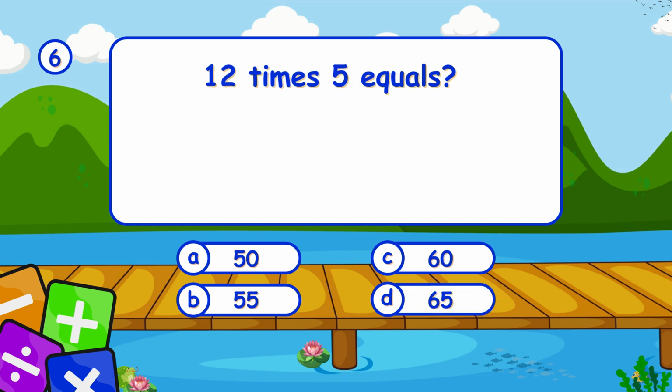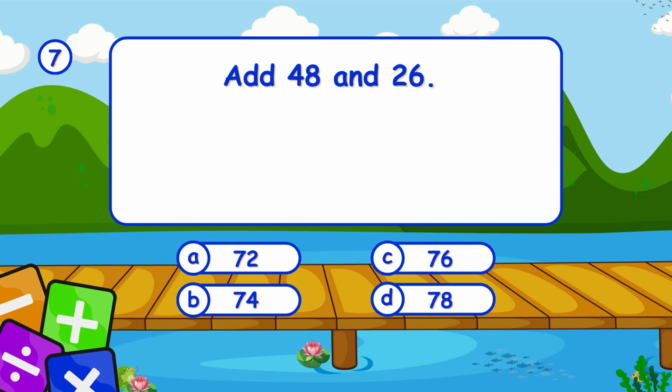12 times 5 equals... It's C, 12 times 5 is 60. Add 48 and 26. It's B, 74. Adding 48 and 26 gives 74.